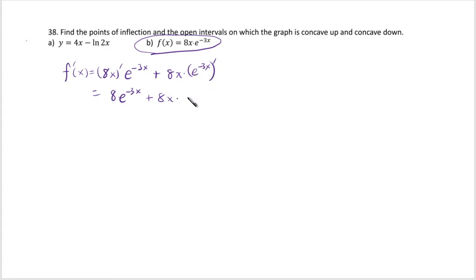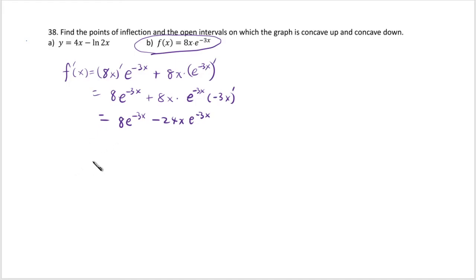and e to the negative 3x, that's e to the negative 3x, because e to the x differentiates to e to the x, but then instead of x you have negative 3x. That means negative 3x is an inside function, it's a nested function, so we make a copy of it and differentiate. Negative 3x, x differentiates to 1, so you just get negative 3. Negative 3 times 8 is negative 24. So you have 8 times e to the negative 3x, okay, and then minus 24x e to the negative 3x. Okay, that's just the first derivative.